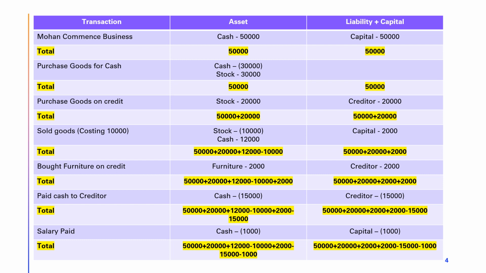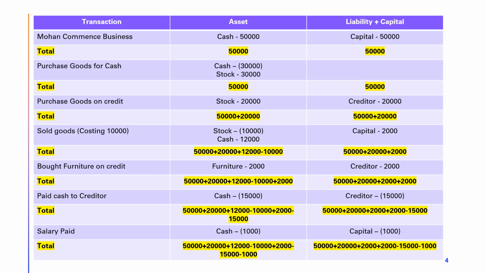Fourth is goods sold for 12,000, whose cost was 10,000. Now the first thing is stock is reduced by 10,000 and cash will increase by 12,000. Now we see asset side is more than liability plus capital side by 2,000. So this 2,000 reflects profit earned by selling these goods. Since profit belongs to owner, hence his account in business, that is capital, will be increased by 2,000.